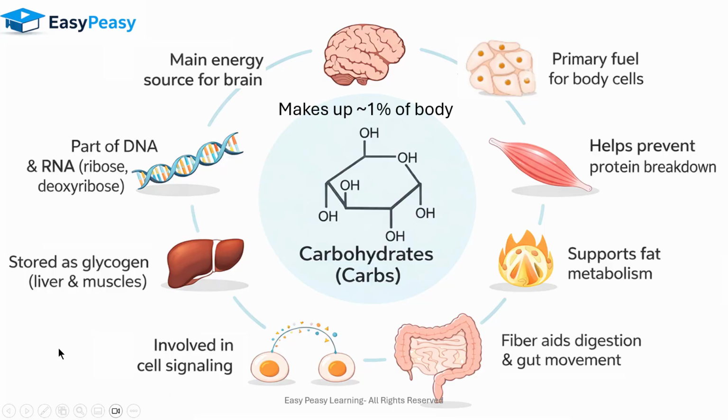Carbohydrates are also involved in cell signaling, and they are stored as glycogen in our liver cells for future energy production. It is also a part of DNA and RNA in the form of ribose and deoxyribose sugar that is present in their nucleotide.